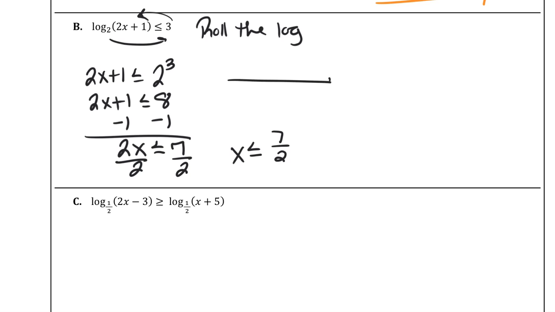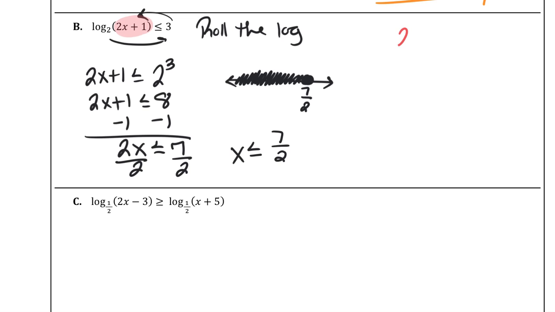So here's my number line. Here is 7/2. I'm allowed to choose it because it's less than or equal to, and I'm also allowed to choose anything to the left of that. However, but wait, there's more. I do have a log statement, which means that there is a section that has a restriction.